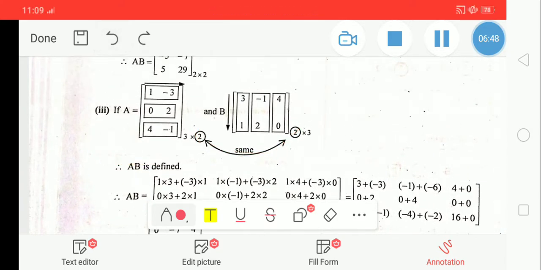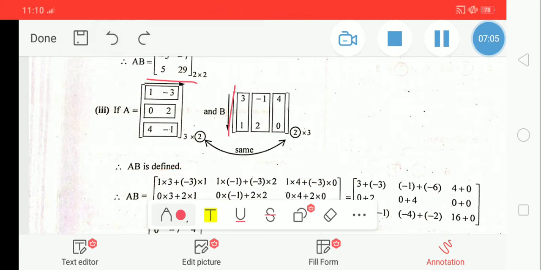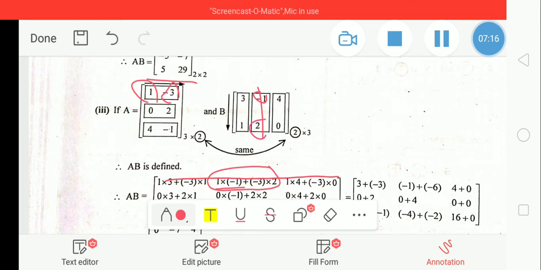Now again we can take first row and first column. So in this position we can write 1 multiplied by 3 plus minus 3 multiplied by 1. And then first row, second column: this position, 1 multiplied by minus 1 minus 3 multiplied by 2.